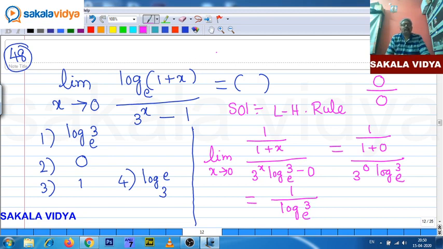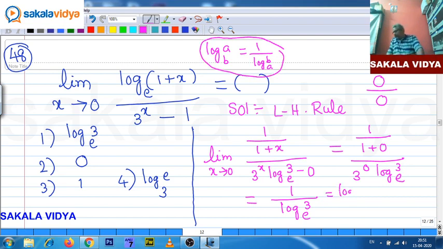We have one formula in logarithms, log a to the base b equals 1 by log b to the base a. This is called the change of base rule. So this we can write like this, log e to the base 3 is the right answer, fourth option.